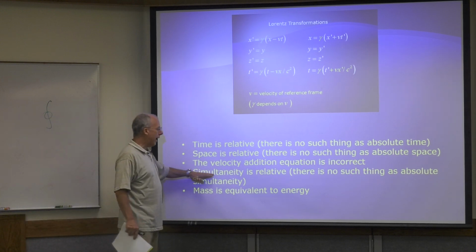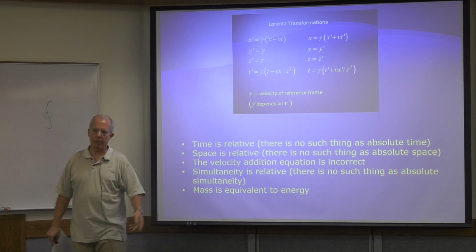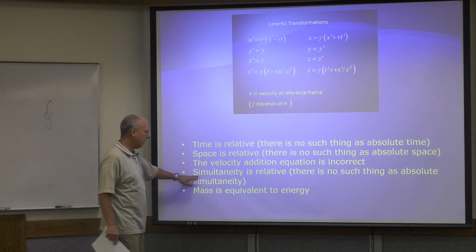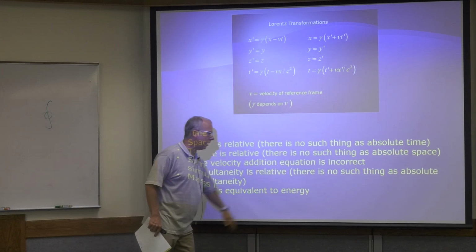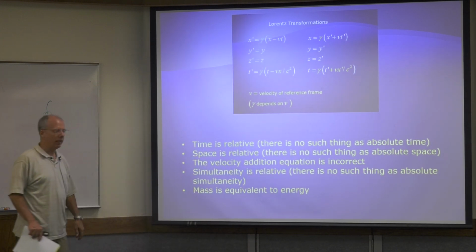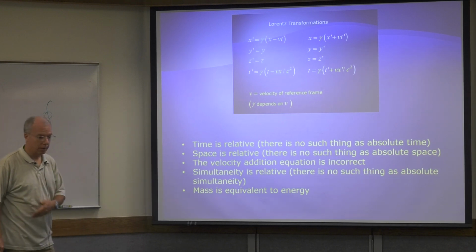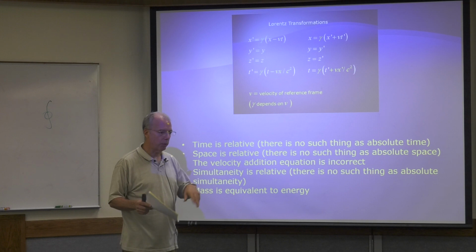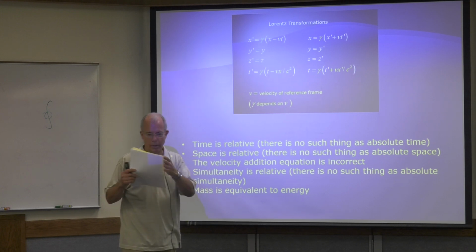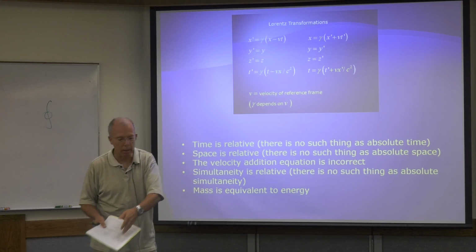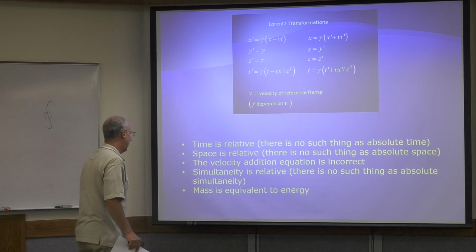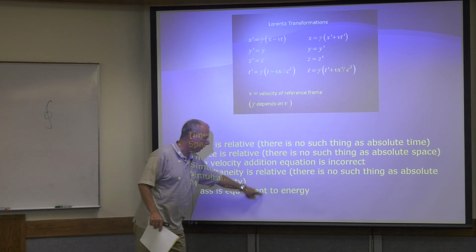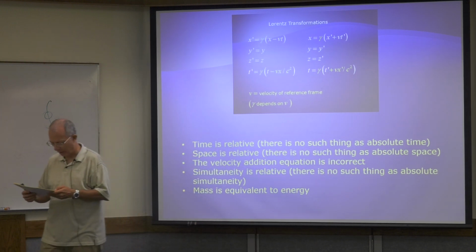Okay, simultaneity: two things happen at the same time. Simultaneity is relative. There's no such thing as absolute simultaneity. It depends on your reference frame. So if you have two reference frames, one moving relative to the other, something might be simultaneous in one, but not in the other. And mass is equivalent to energy. That's E equals mc squared.